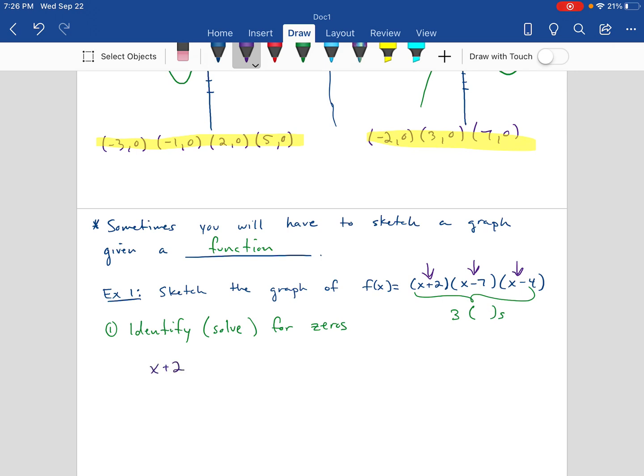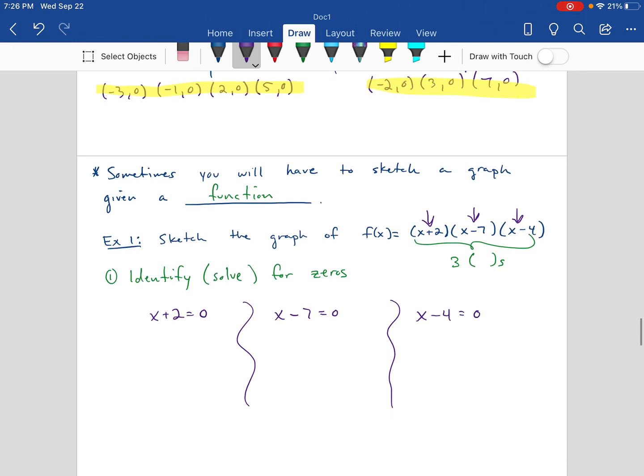Okay, so the first one would be x plus 2 equal to 0. And I have x minus 7 is equal to 0. And x minus 4 equal to 0. Okay, so solving these will give me my zeros that I will need to sketch a graph. So for the first one, I'm going to subtract 2 to both sides. X is equal to -2. So my first coordinate would be -2, 0. That's one of the zeros.